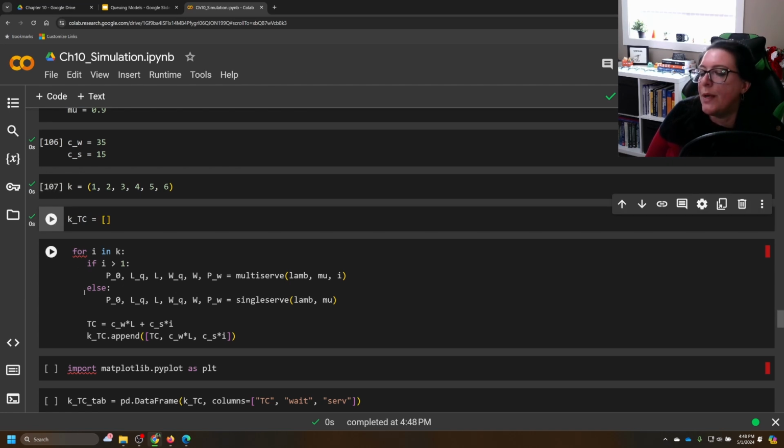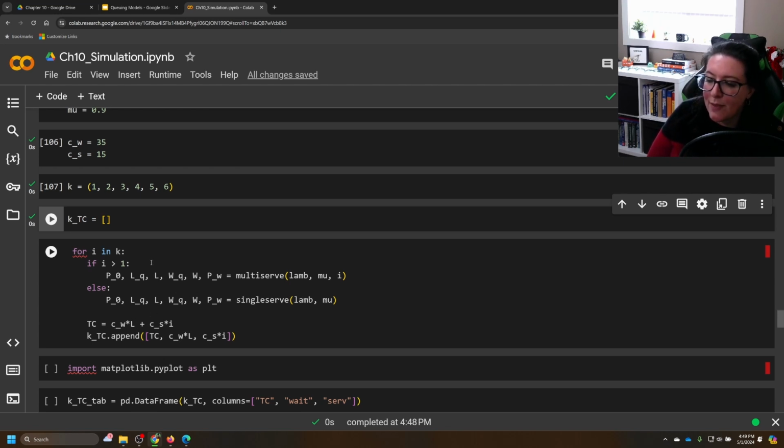And what we're going to do is create our conditional statement, our if-else. So if k is greater than 1, we're going to use our multi-serve function. And if it's not, else, so it is 1, then we're going to use our single serve function. We're going to give that lambda and mu, and then we'll give k, which is the number we're looping through, the number of servers. And we're going to have it output here our P naught, LQ, L, WQ, W, and PW for these two scenarios.